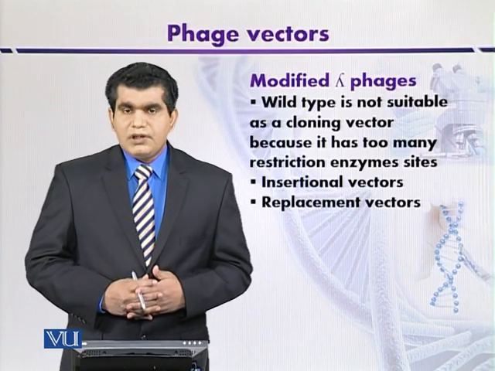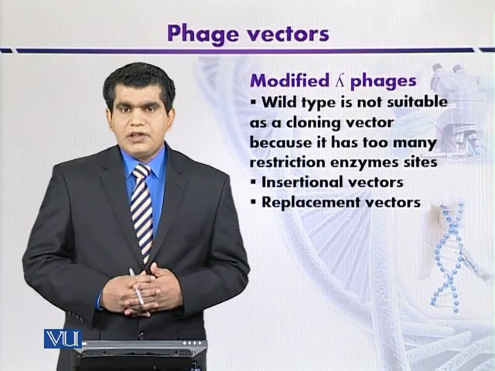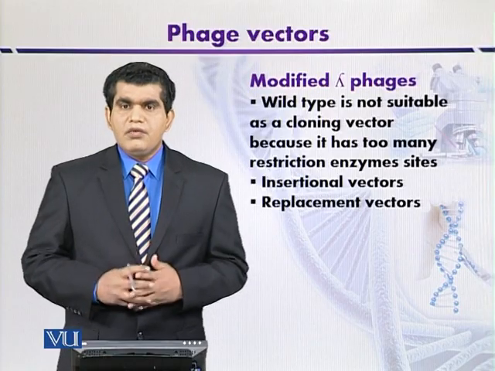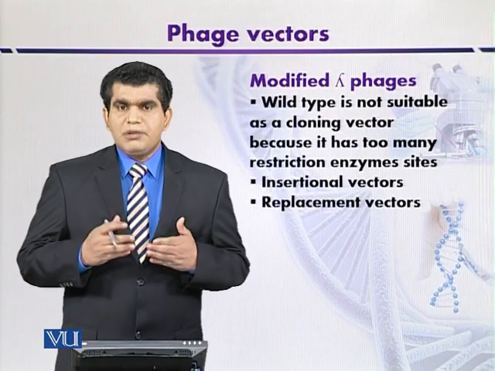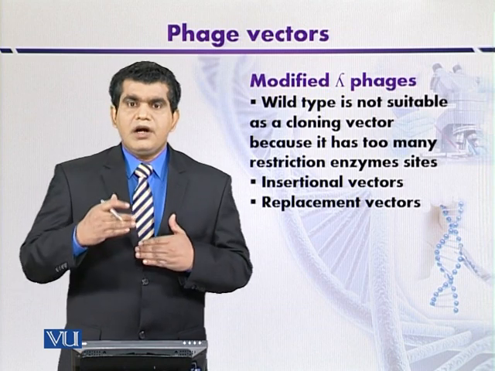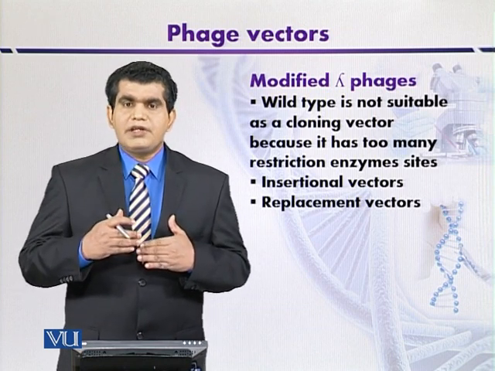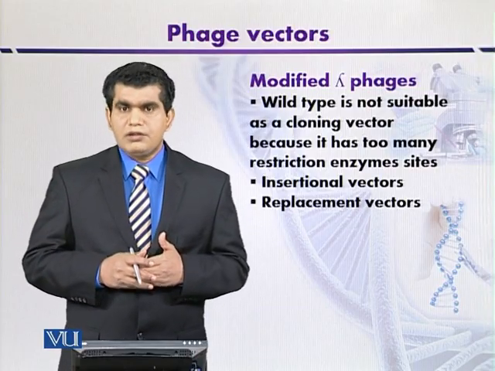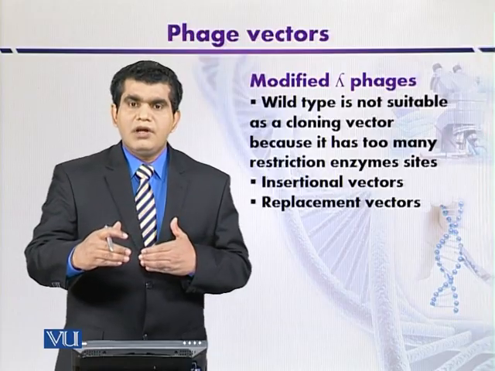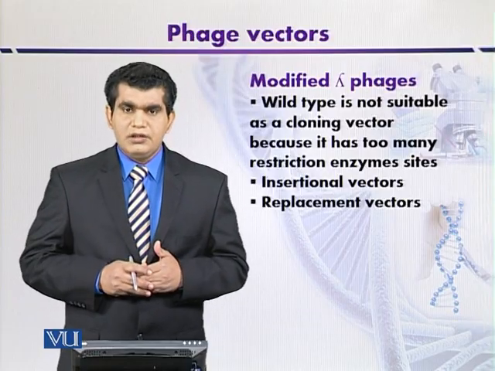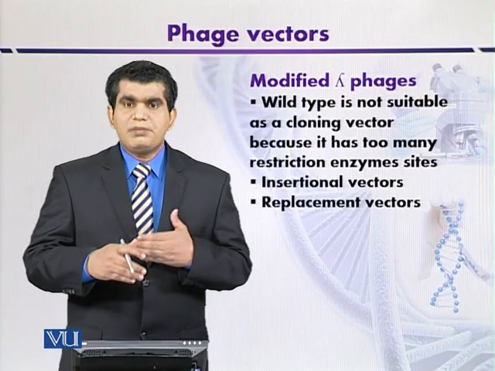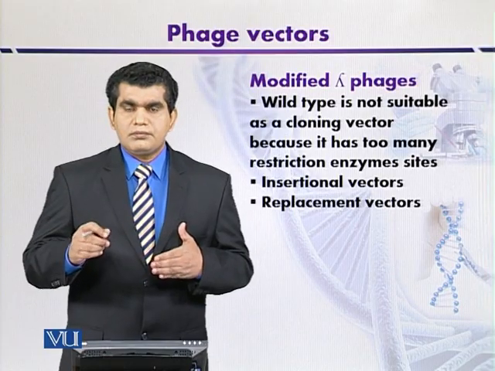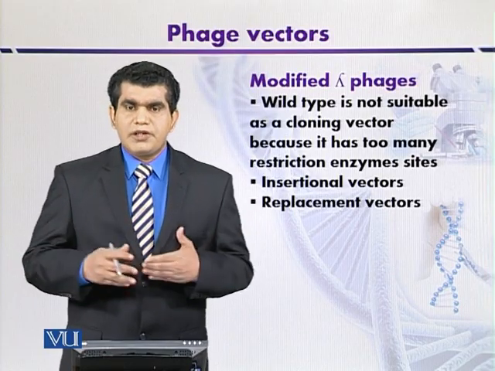A few examples of the modified lambda phages are Charon vectors, which include Charon 4A, where the restriction sites may be 2 to 3, and the non-essential DNA fragments can be removed and replaced with the foreign DNA. Because here we are removing the non-essential region and replacing it with foreign DNA, इस वजह से इसको replacement vectors भी कहा जाता है. Like Charon 4A, इनको replaceable vectors भी कहा जाता है.